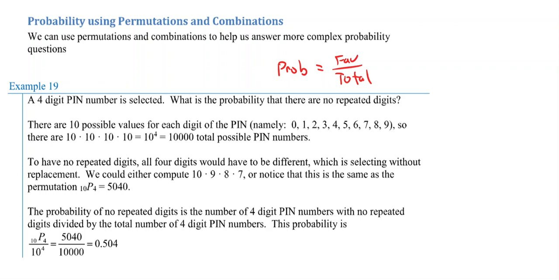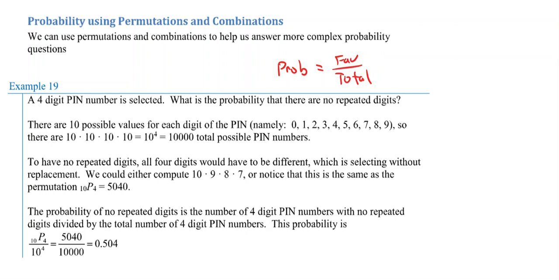So now we're going to use our counting methods, whether that's permutations or combinations, just to figure out what our favorable is, like how many ways something can happen for our top, and then how many ways something can happen for our bottom. And that's pretty much it. That's the new part of this. We just need to solve the number of ways something can happen for both those situations.